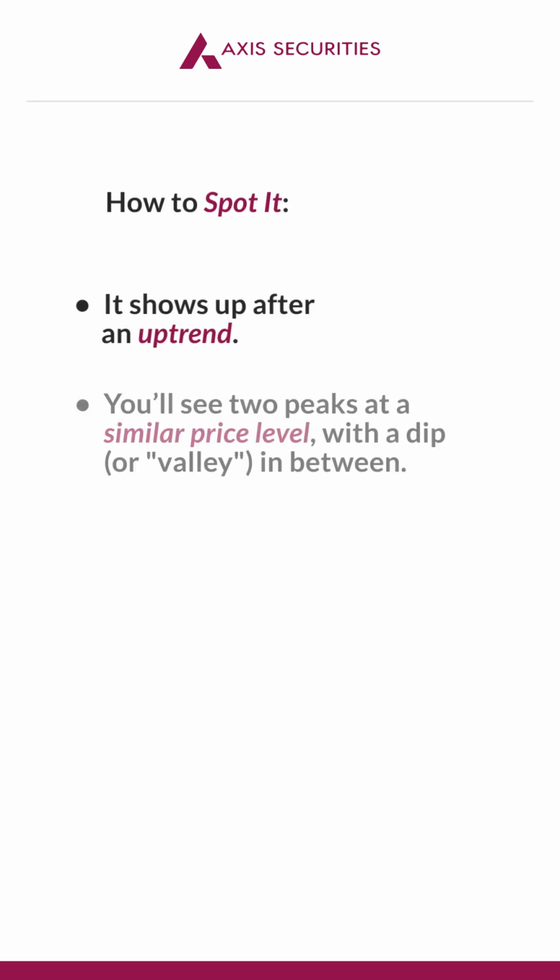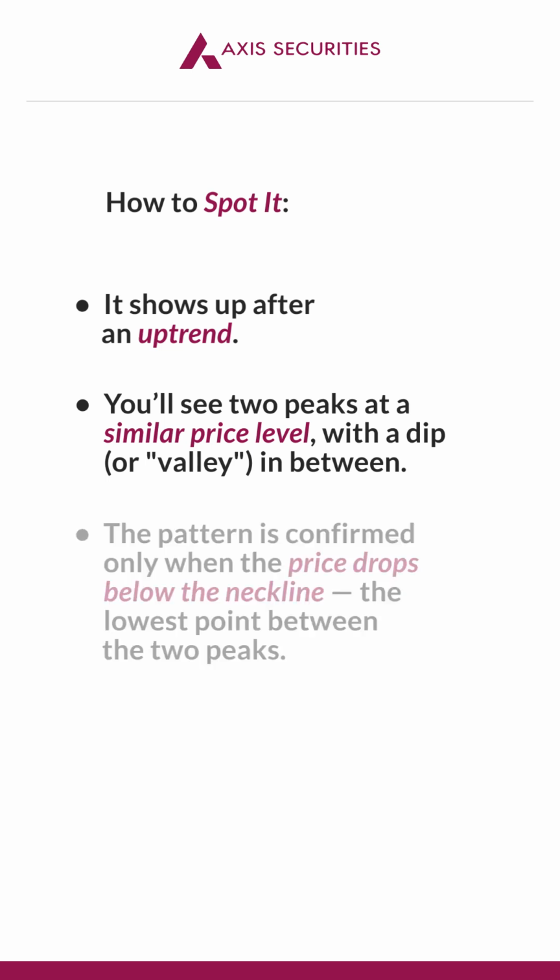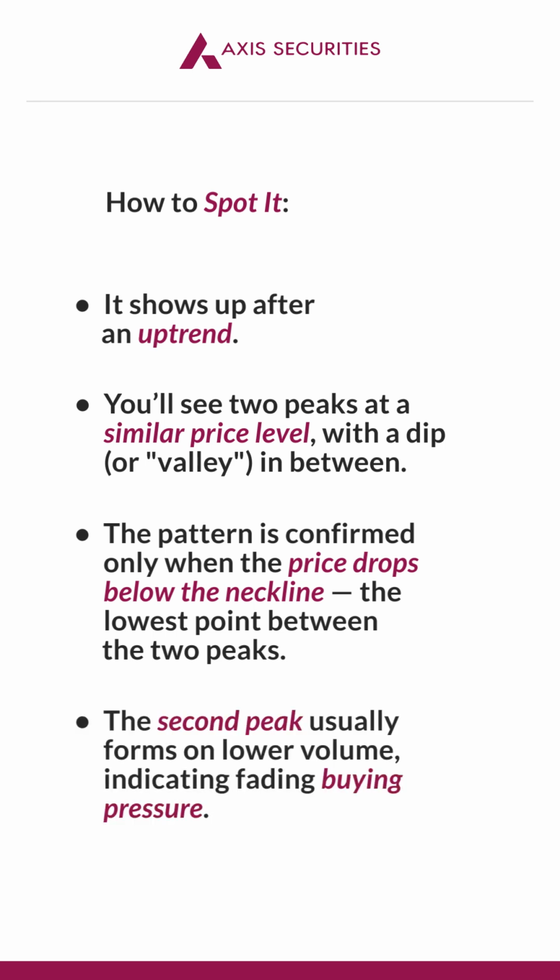How to spot it? It shows up after an uptrend. You'll see two peaks at a similar price level, with a dip or valley in between. The pattern is confirmed only when the price drops below the neckline, the lowest point between the two peaks. The second peak usually forms on lower volume, indicating fading buying pressure.